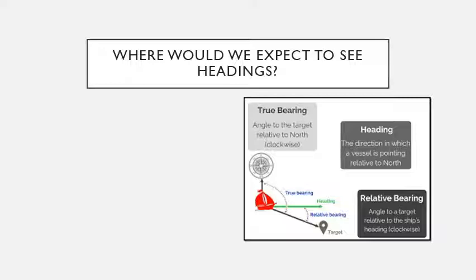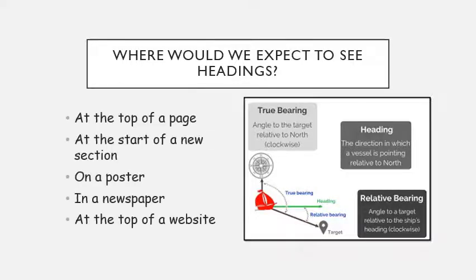So I wonder how many different examples you came up with in answering this question. Let's have a look at a few different suggestions. Some of you might have written the position of it on the page, where you would expect to see it: near the top of a page to introduce that particular section. At the start of a new section, if it's in a book, for example, you might expect to see it at the top of a new section of a book that's got lots of different sections in it. You might see it on a poster.